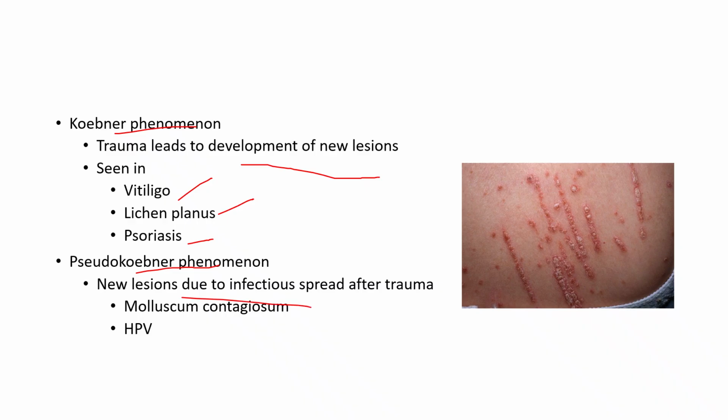There is also something called pseudo-Koebner, where the new lesions are not due to trauma, it's due to infectious spread. Say you have a lesion over your wrist and you are scratching over it, then you are likely to spread it to nearby areas due to infectious spread. It's not due to actual trauma or isomorphic inoculation, it's infectious spread. That is seen with molluscum contagiosum and HPV infection. So that is called pseudo-Koebner phenomenon.